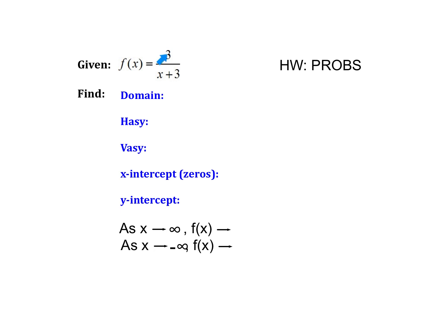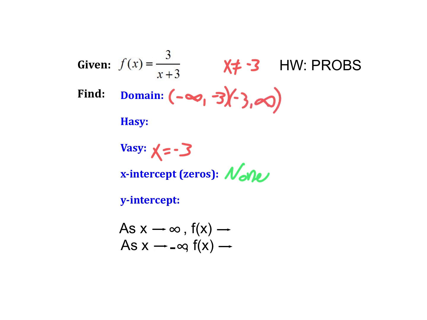First thing, I'm noticing in the numerator, there is no x, which means there are no x-intercepts. Next, I'm looking in the denominator. I see x plus 3. Well, I know that that is not allowed to equal 0. So x cannot equal negative 3, because negative 3 plus 3 would be 0, which means I have a vertical asymptote at negative 3. Now that helps me find the domain as well. Negative 3 is off limits. So negative infinity all the way up to negative 3, and negative 3 to positive infinity is my domain.